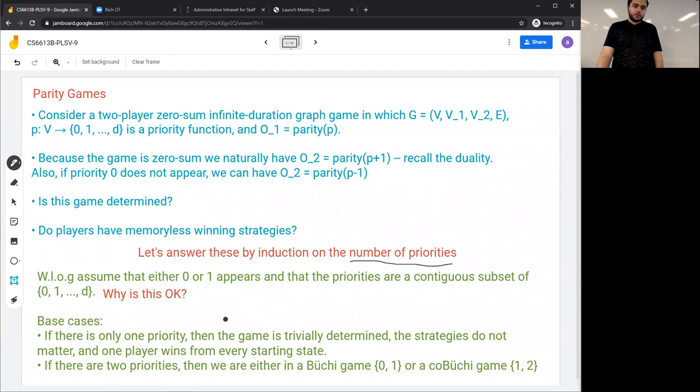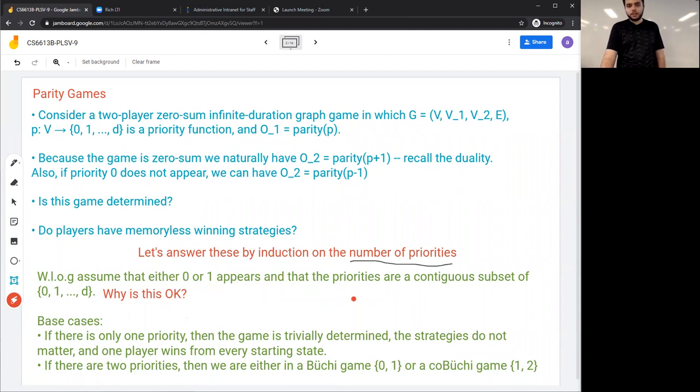Okay, so first I can make some assumptions that simplify my life a little bit. Without loss of generality, I want to assume two things. First, I want to assume that either zero or one appears in my game. So I will either have a priority zero vertex or a priority one. Why can I assume this? Because if I don't have this, I will just decrease all the priorities by two. And I just continue this over and over again until I get to a game that is essentially the same game, but I have priority zero or one in it.